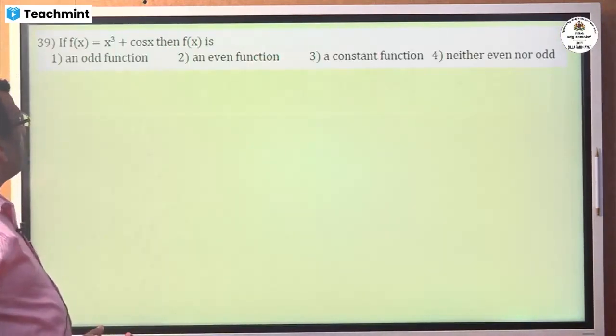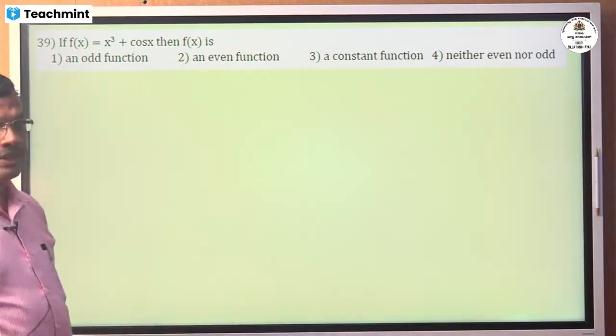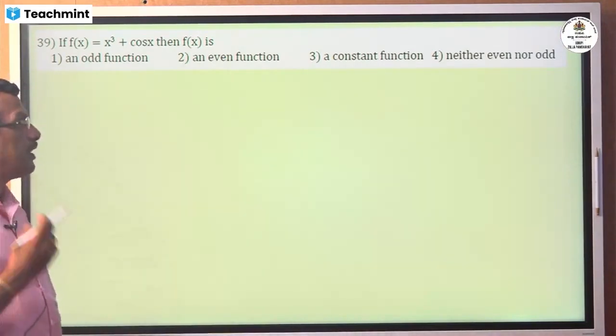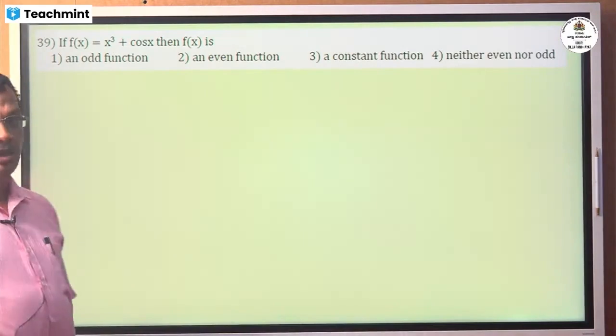f of x equal to x cube plus cos x, then f of x is. Answers are odd function, even function, constant function, neither even nor odd.